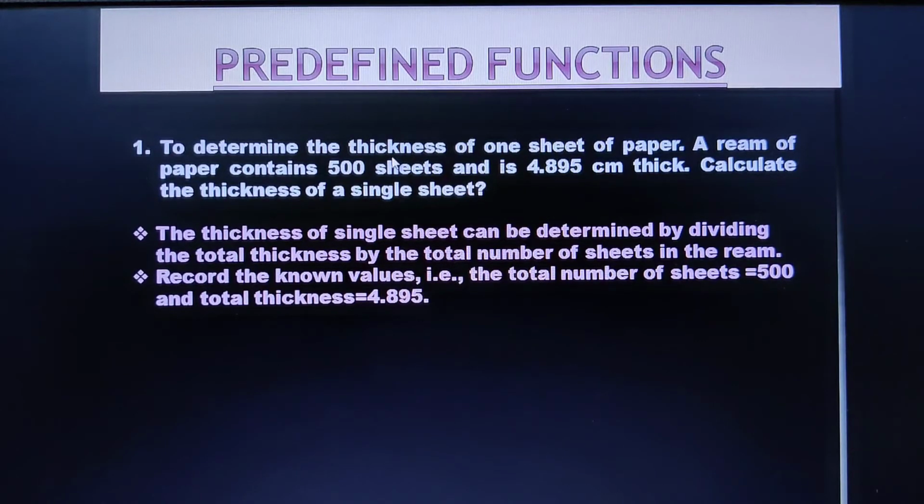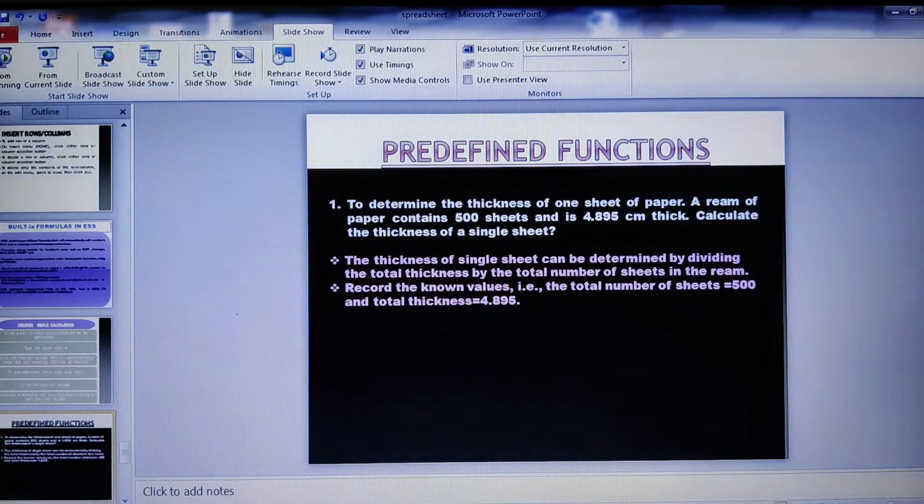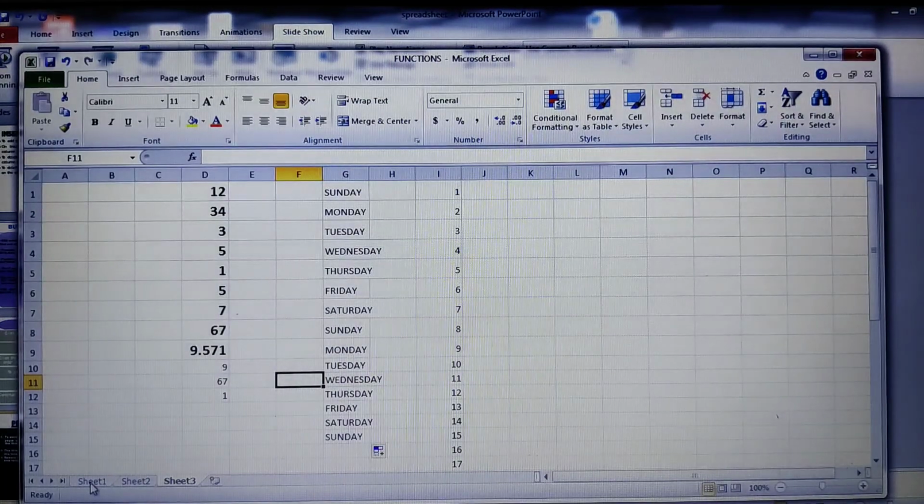Okay, now let us see how exactly we have to solve this and how we need to record the values. See, you need to record the known values. What are the known values here, children? The total number of sheets and the total thickness. So how do I represent the solution in an Excel file? Let me show it here. So I'll open the Excel sheet here. So I'll come to Sheet 1.